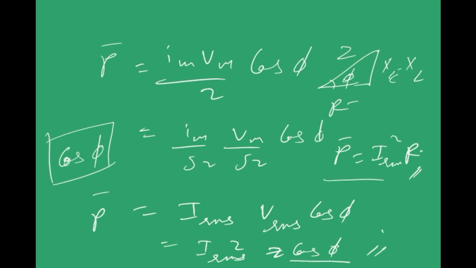So if phi is 0, cos phi will be 1, and hence the power will be maximum. That is for a pure resistive circuit. For a purely inductive or purely capacitive circuit, the phi will be either plus pi by 2 or minus pi by 2. So cos phi will be 0 there, and hence the power will be 0, as we have seen in the earlier videos.